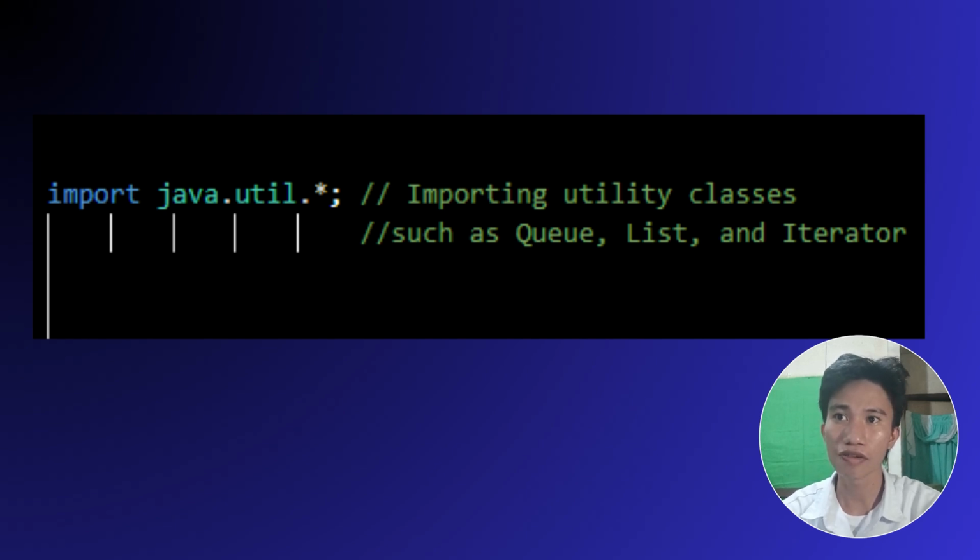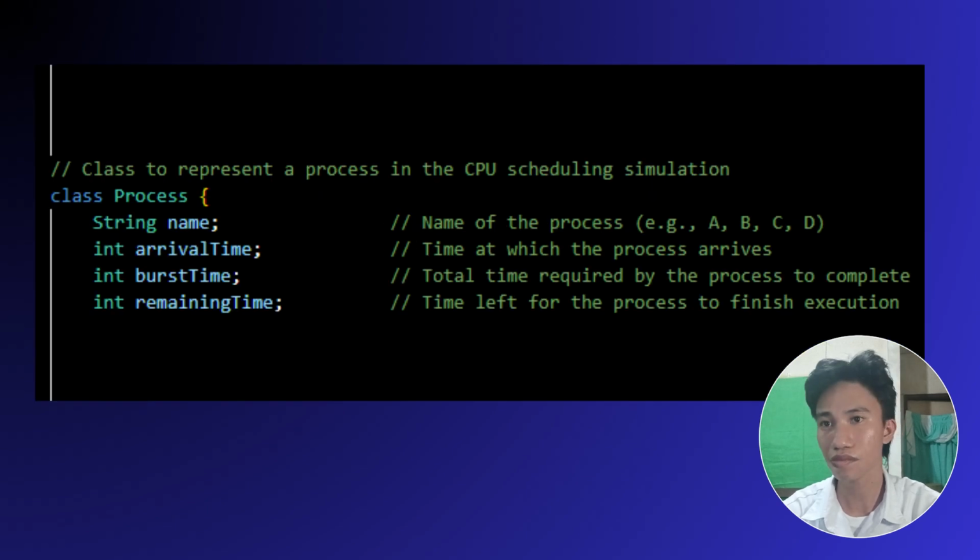Now, import java.util. We import the Java utility classes for queues, iterators, etc. We begin by importing the java.util package. This gives us access to collections like queues and array lists, which we use to manage our processes.